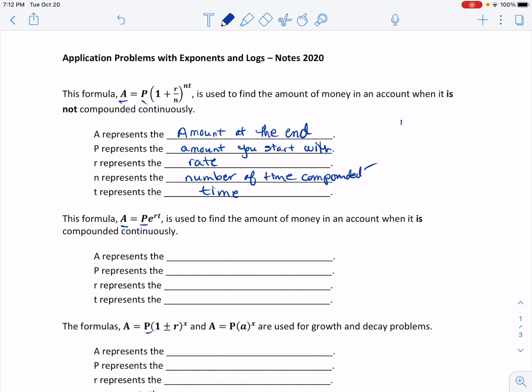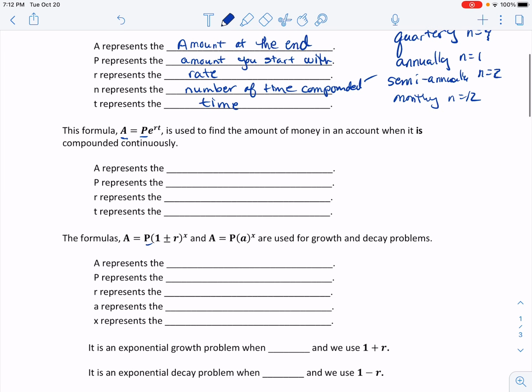N is things like quarterly. So N is equal to 4. Annually, N is equal to 1. Semi-annually, N is equal to 2. Monthly, N is equal to 12. Okay, get the idea.